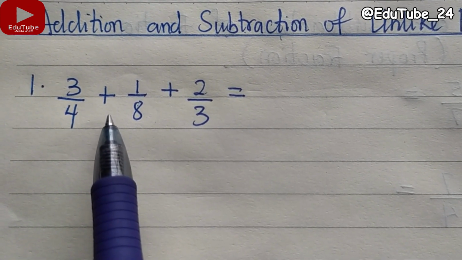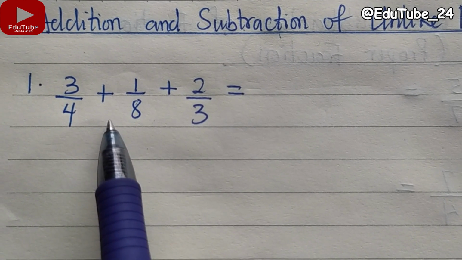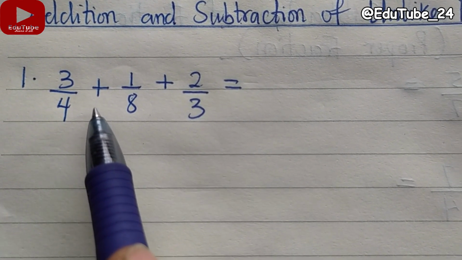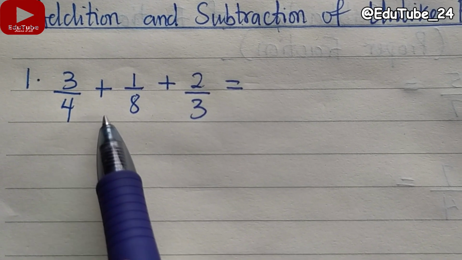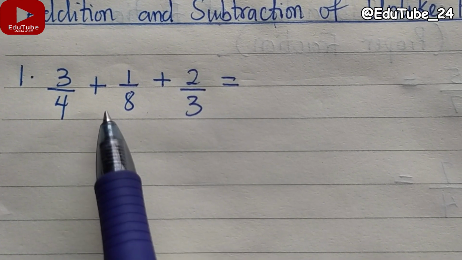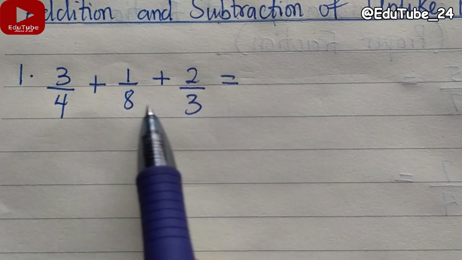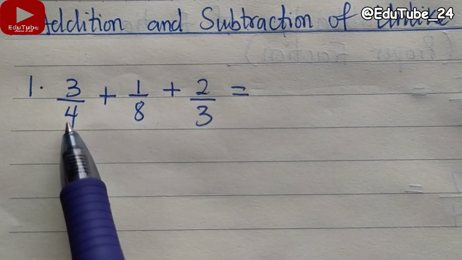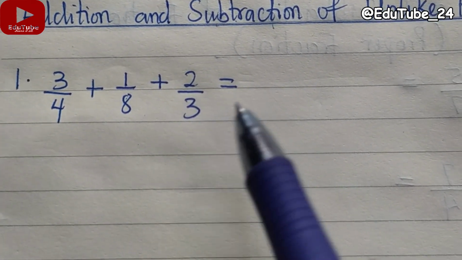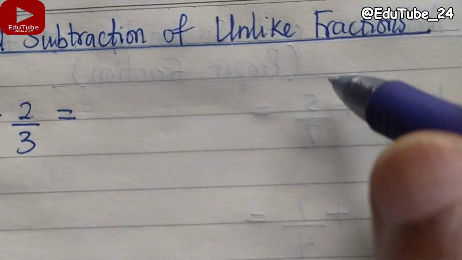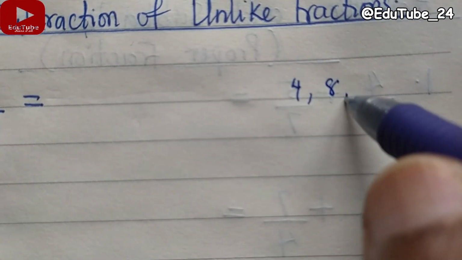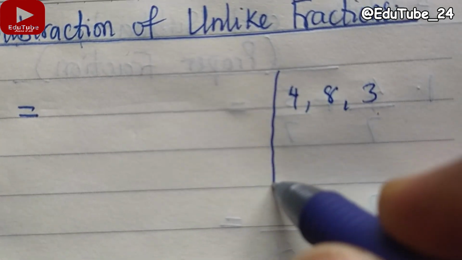Okay, so to add unlike fractions, the first thing you do is to give them a common denominator. How do we give them a common denominator? We do that by finding the LCM of the set of denominators in the fractions. So we are basically finding the LCM of 4, 8, and 3 to give them a common denominator. So I'll do that by the side here. So 4, 8, and 3.